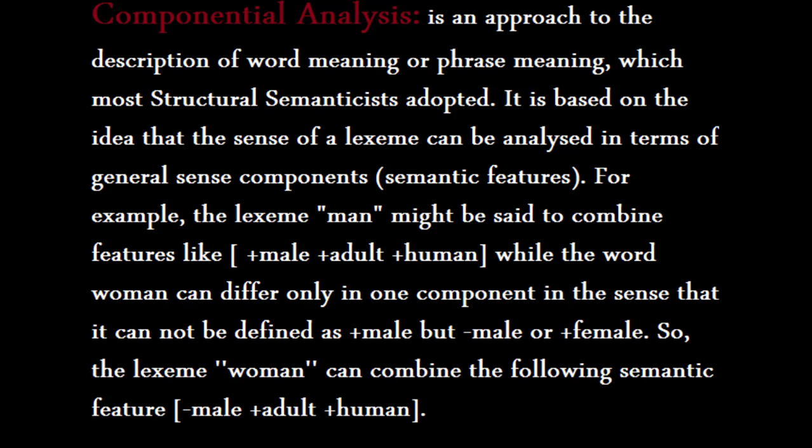For example, the lexeme man might be said to combine features like plus male, plus adult, plus human, while the word woman differs in only one component, in the sense that it cannot be defined as plus male but minus male or plus female. So the lexeme woman combines the following semantic features: minus male, plus adult, plus human.